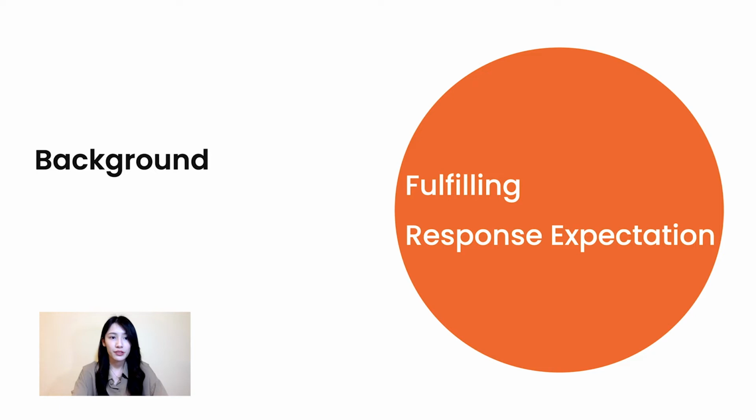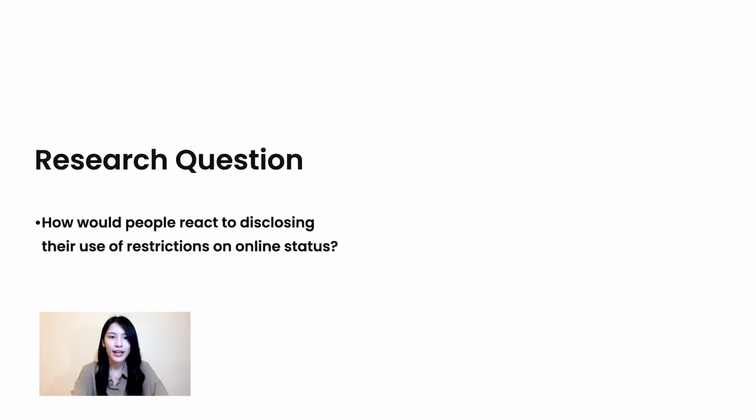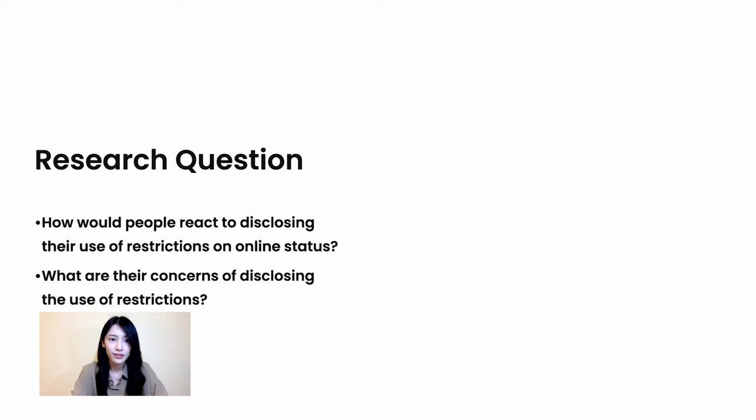So one straightforward solution may be letting others know that you're using restrictions by disclosing it on your online status. However, we don't know how people will perceive and react to this kind of integration and what kind of issues or concerns may arise. In this study, we aim to answer how people will react to disclosing their use of restrictions on online status, and what their concerns are about disclosing the use of restrictions.